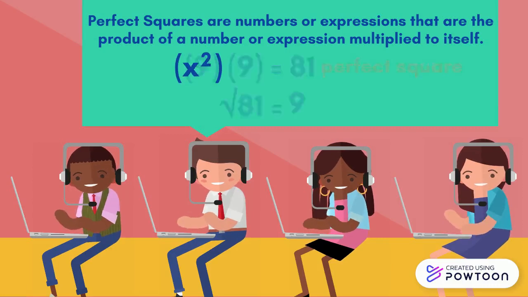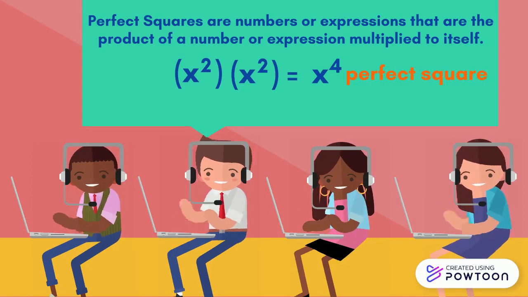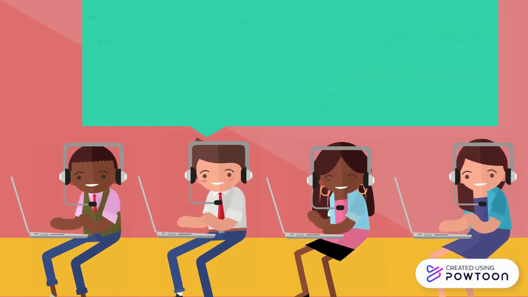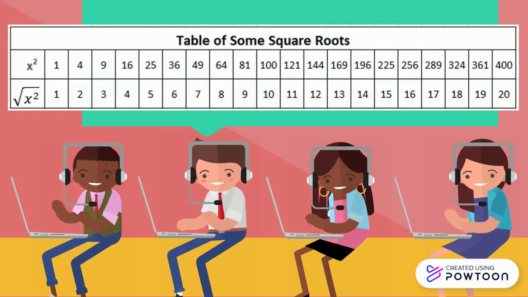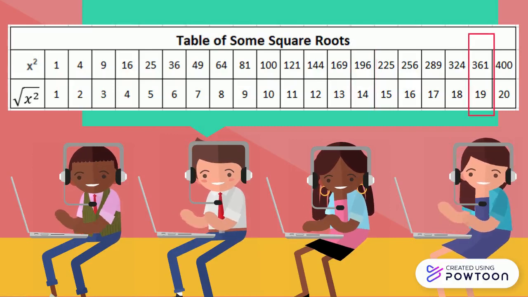X squared times x squared is x raised to the 4th. So x raised to the 4th is a perfect square and the square root of x raised to the 4th is x squared. Let us take a look at the table of some square roots. The square root of 196 is 14. The square root of 361 is 19.